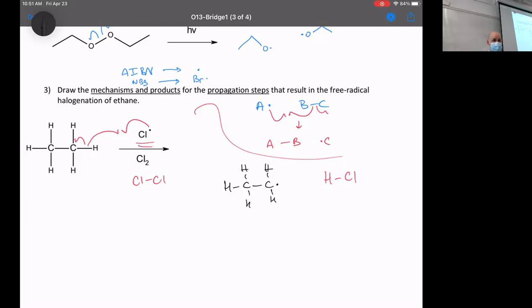The second propagation step is going to mechanistically look exactly the same. It's some radical is going to tear apart a stable, happy bond and make something new. So that's step number 1. This is step number 2. Again, these are propagation step 1 and 2. So it's not initiation. We're already past that.